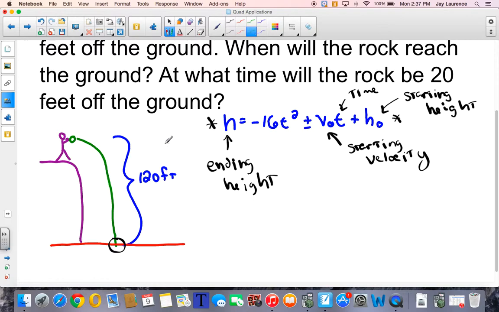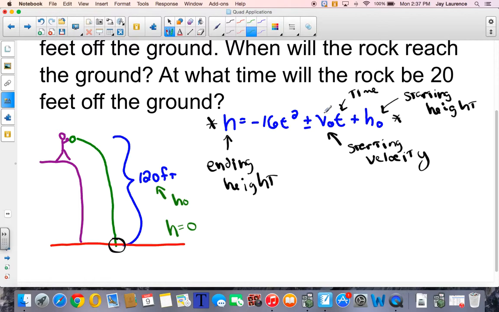So let's see what we know. We've got this 120 feet, and that's where the rock starts. This must be h sub 0. Now we're looking for when it'll hit the ground. Well, h must be 0, right? Because hitting the ground would mean you're 0 feet off the ground. The t we don't know because it says when will the rock. That's a question of time.